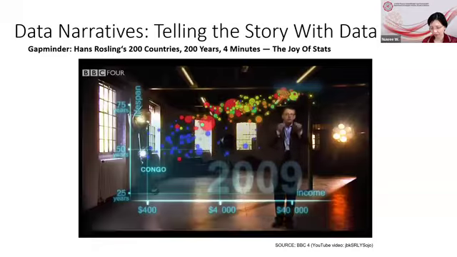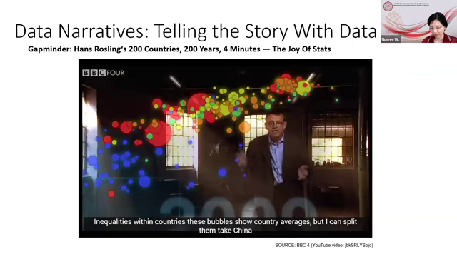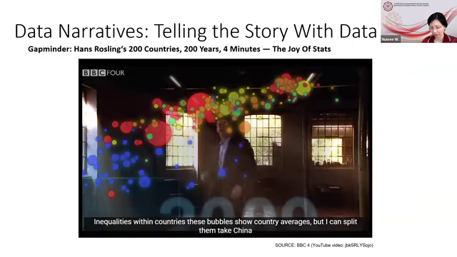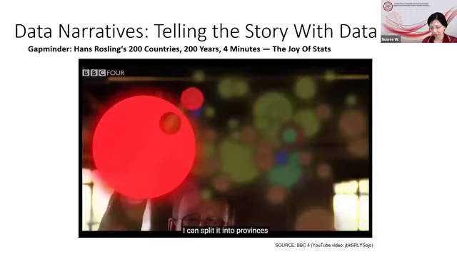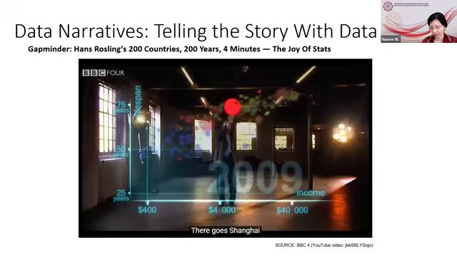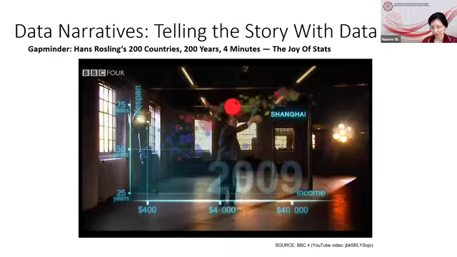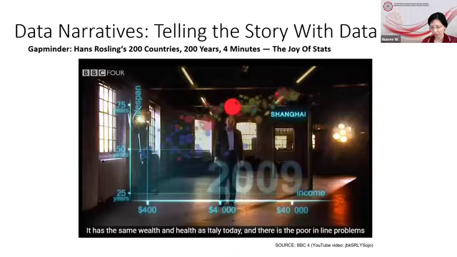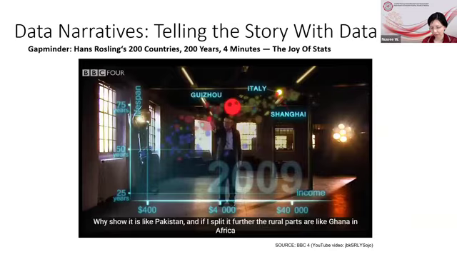And there are also huge inequalities within countries. These bubbles show country averages, but I can split them. Take China, I can split it into provinces. There goes Shanghai. It has the same wealth and health as Italy today. And there is the poor inland province Guizhou. It is like Pakistan. And if I split it further, the rural parts are like Ghana in Africa.